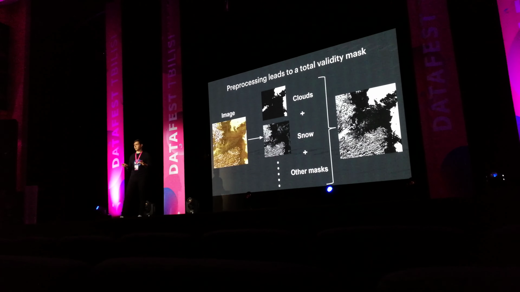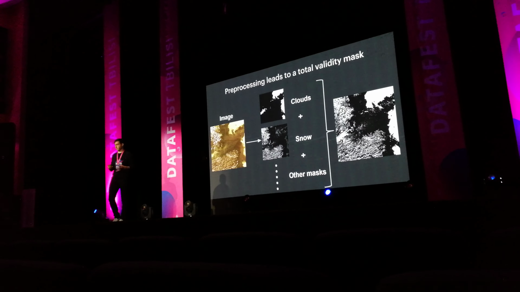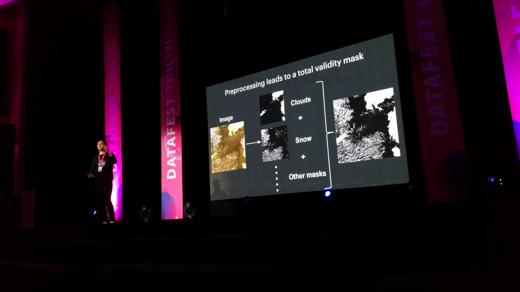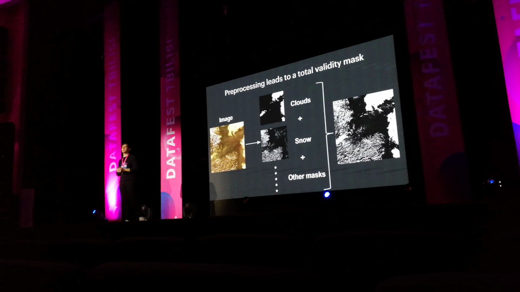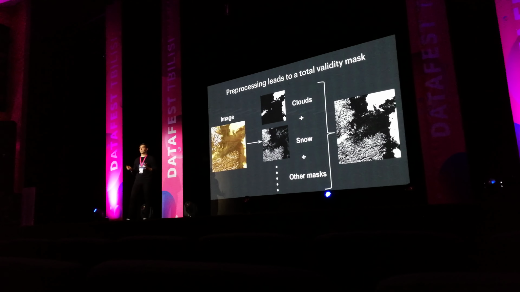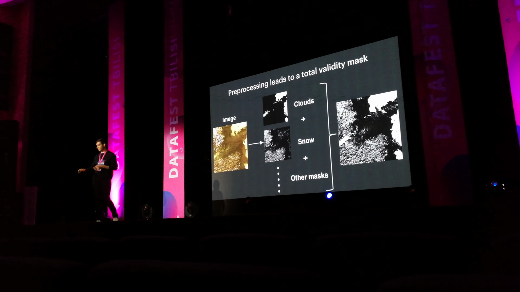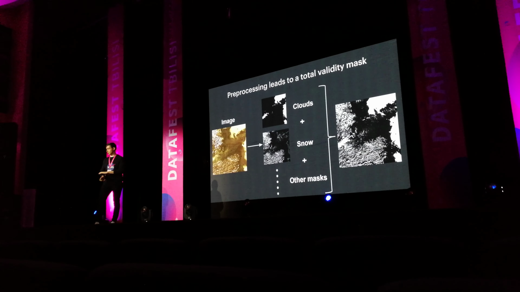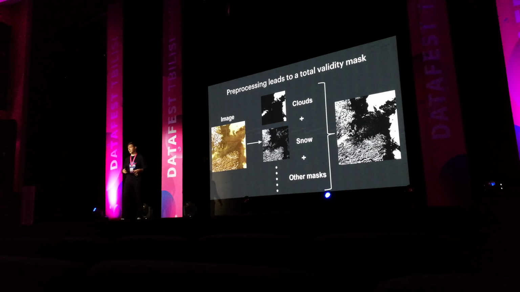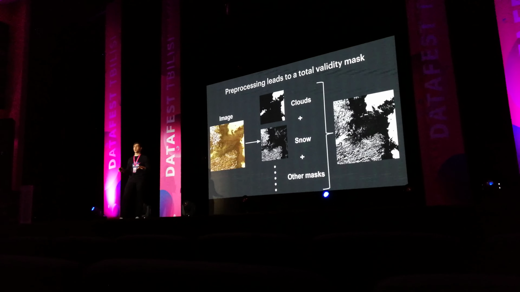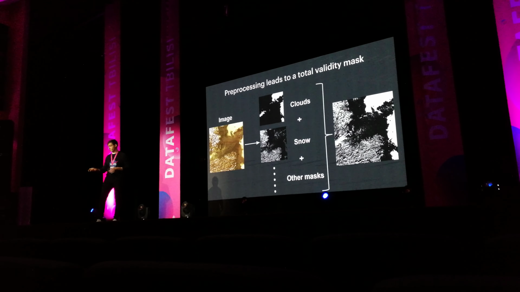Also, there are other masks that can show us where the water is on the image, for example, a water mask, and then we unite all those masks to get a total validity mask that shows us all visual obstacles on the image. For example, here on the top you can see the cloud mask, then the snow mask, and then a combination of them. And we can use it to train our model and in our platform to not show our users clouds and snow on their fields.